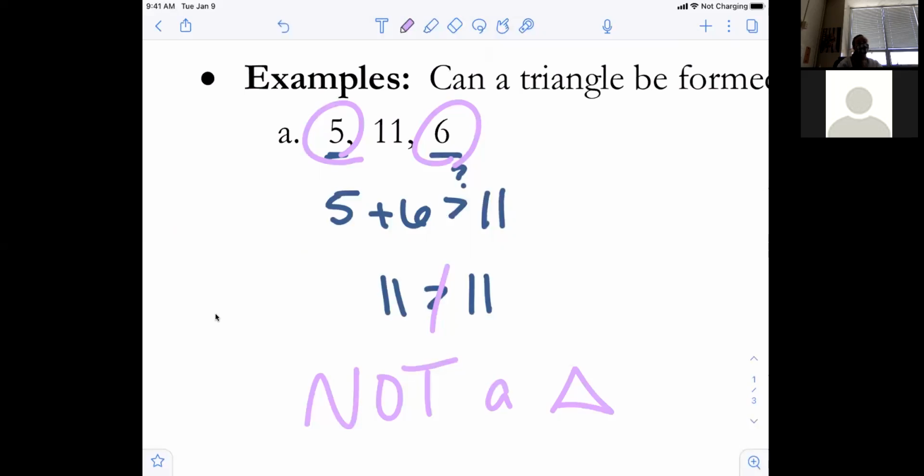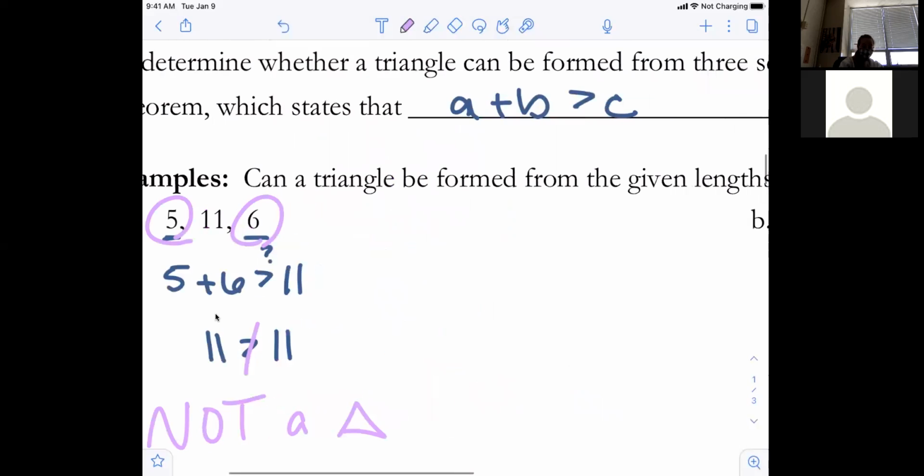Since this doesn't form a triangle, it's technically nothing. But I think of the third side as the biggest side. In a right triangle, that's the hypotenuse. And in a normal triangle, it's just the biggest side. Good question. All right, one more.